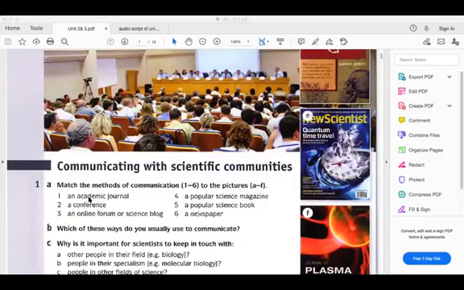The scientific community, like what? Like, for example, academic journal. What is an academic journal? An academic journal is a publication where academic papers are published. All right, it's professional, it's aimed for the professional scientists.